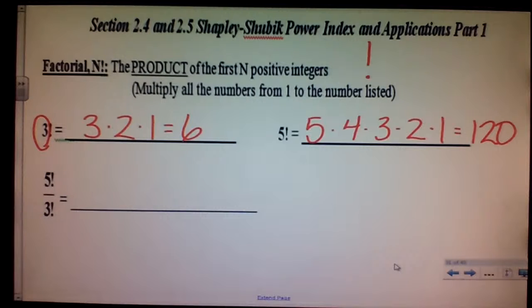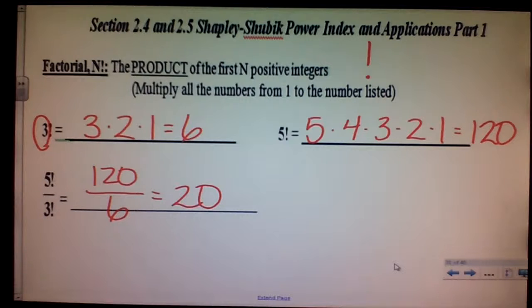Okay, now that I have these two, that last one should be easy. We know what 5 factorial is. That's 120. And 3 factorial is 6. 120 divided by 6 is 20. Oh, that's all it is.